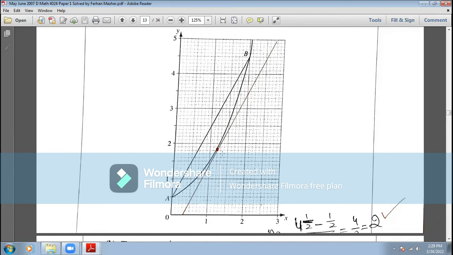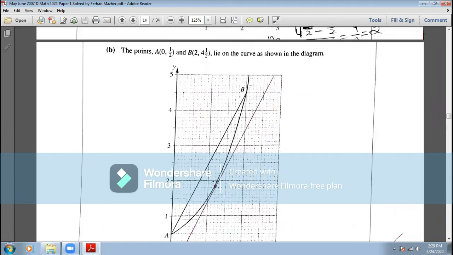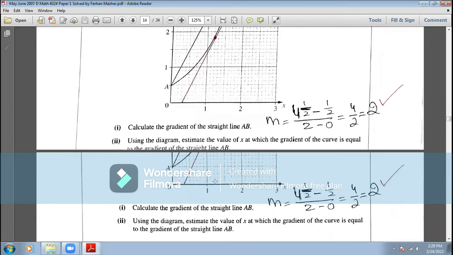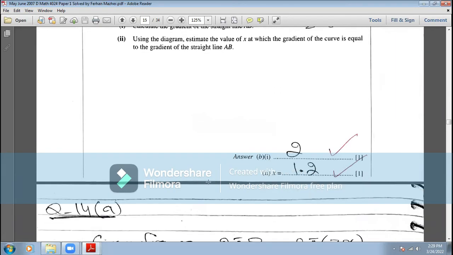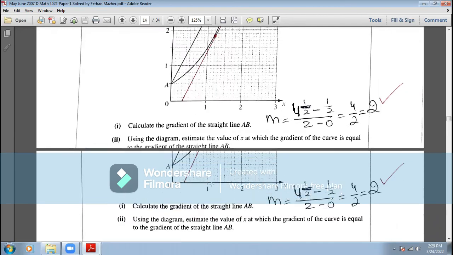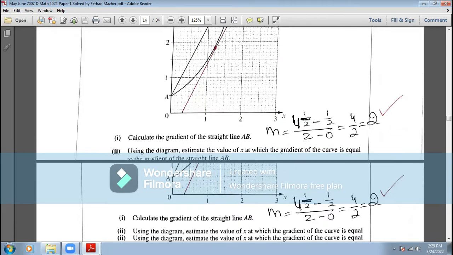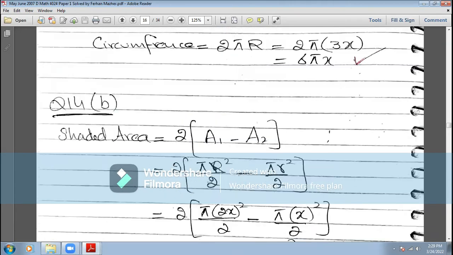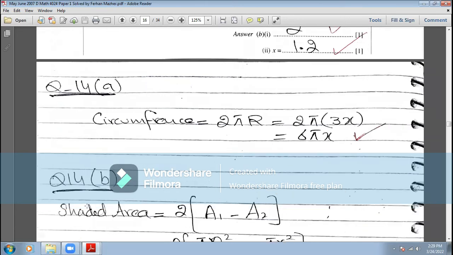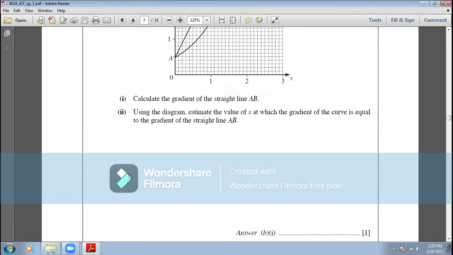And where this red line, which is tangent to this curve, and this tangent is parallel to the AB, touches the curve, I will check what is the value of x there. So when I check the value of x there, the value of x is 1.2. So I hope you understand. A little bit tricky question, but hopefully you understand.